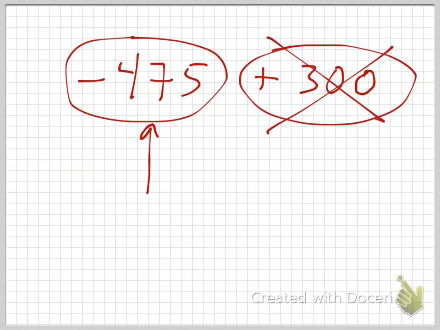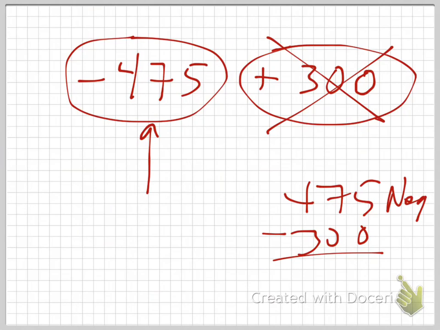So see, there was 475 negative poker chips, but I just took away 300 of them. And that's when you go, oh, 475, take away 300. Do you see what I'm talking about? There's 475 negative poker chips, and I take away 300 negative poker chips. That leaves me with 175 what? Negative poker chips. Make sense?